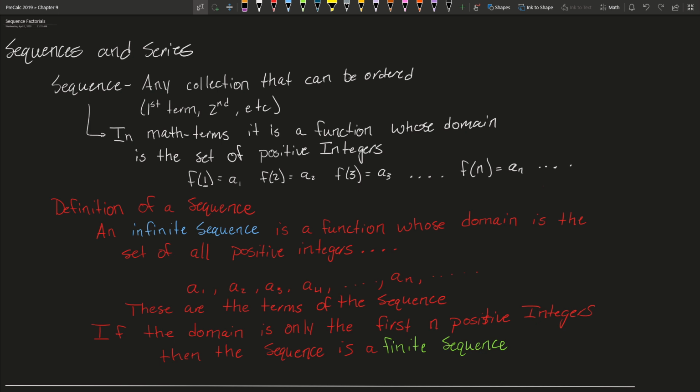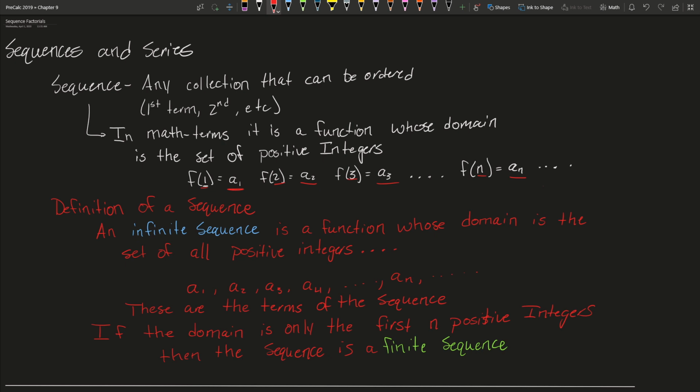All right, so sequences and series. We're going to start talking about sequences, and a sequence is any collection that can be ordered. That means there's a first term, a second term, a third term, a fourth term, and so on. In math terms, it's just a function whose domain is the set of positive integers. There's an f of 1, f of 2, f of 3, f of n. We're going to talk about those things as a1, a2, a3, all the way up to an.